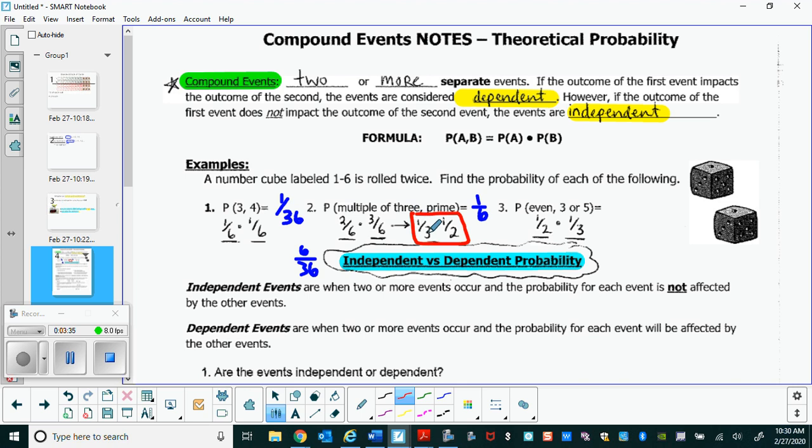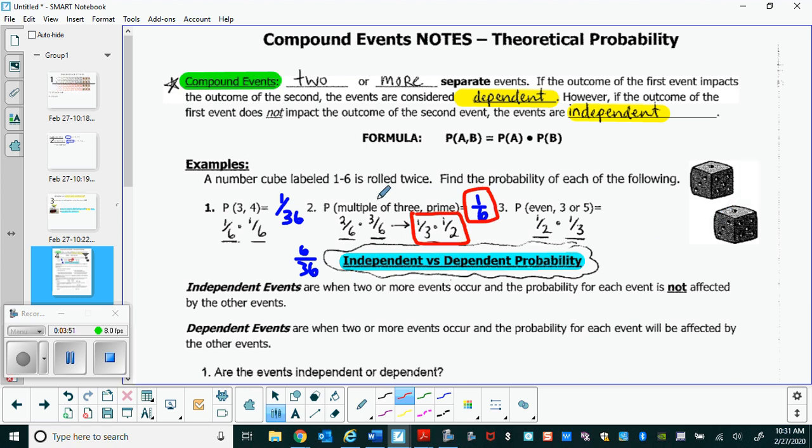2/6 reduces to a third. Obviously this is a half. And now you've got 1 times 1 and 3 times 2, and it gets you the simplified answer already. So there is a 1 in 6 chance that if we're going to roll these things twice, we'd get a multiple of 3 and a prime number.